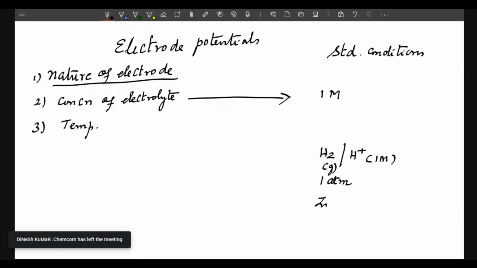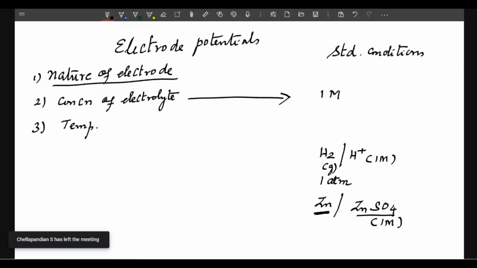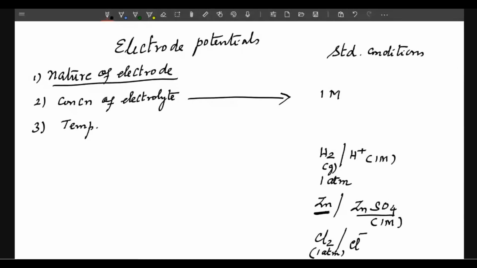If zinc is dipped in a zinc sulfate solution, there is no condition for the solid zinc, but there is a standard condition for the zinc sulfate electrolyte, 1 molar. If it is gases, the pressure of the gas should be 1 atmosphere. Chlorine gas is passed through chloride ion. What are the standard conditions? The chlorine gas pressure should be 1 atmosphere, and the chloride ion concentration should be 1 molar. This is a standard condition.